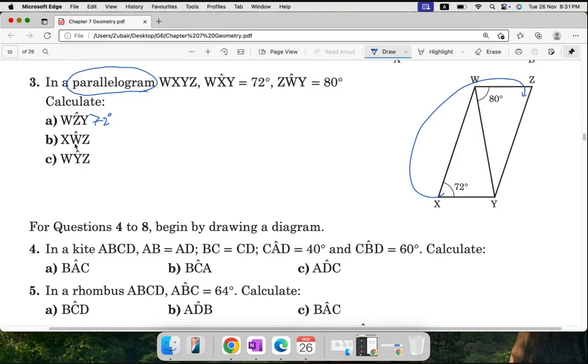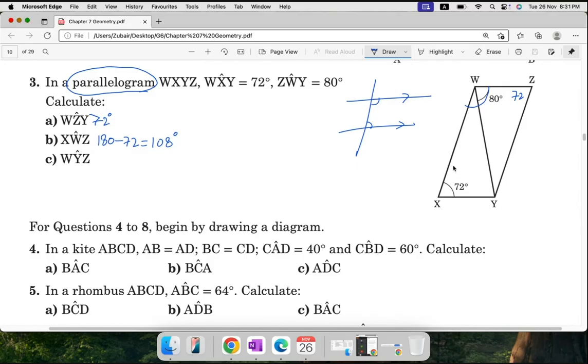Then XWZ. XWZ is this full angle. And we know that when we have parallel lines, the sum of these two is always 180. The property is interior angles between parallel lines. So 180 minus 72 is 108.